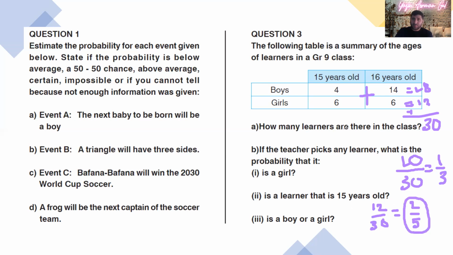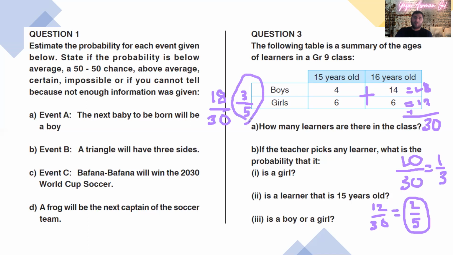Let's see how many boys are here. 18 boys. Then I'm going to do boys here: 18 over 30, right? And then I will divide both sides by 6 to simplify it. 18 divided by 6 will be 3. 30 divided by 6 will be 5.